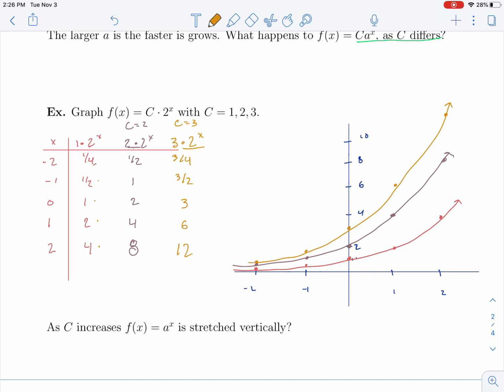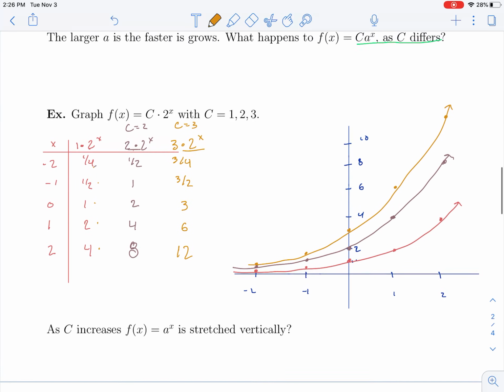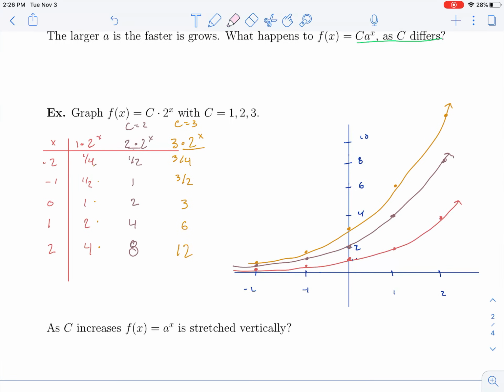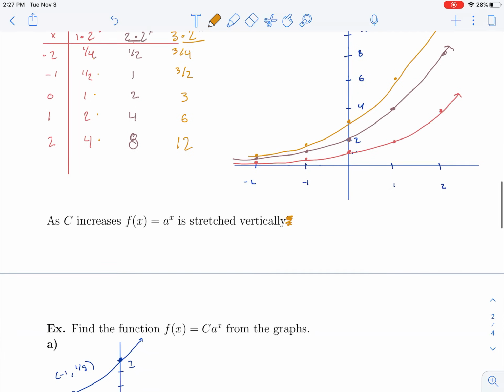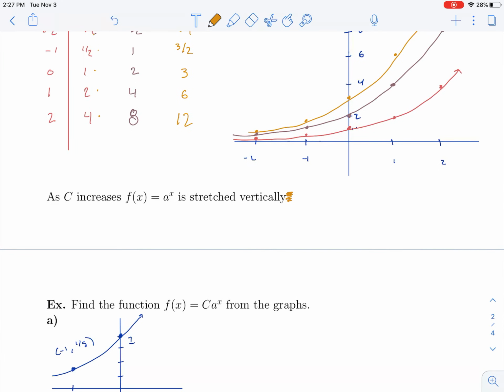So neither of them really look too much steeper. But we can see that as C increases, the function is stretched vertically. So if I think of this pink one as my original, I'm just pulling it up. I'm stretching it, I'm stretching it, I'm stretching it. Kind of like if I could pull my axis up. You can't see my hand motions, so never mind. Okay, I think this is the last thing I wanted to go over today.